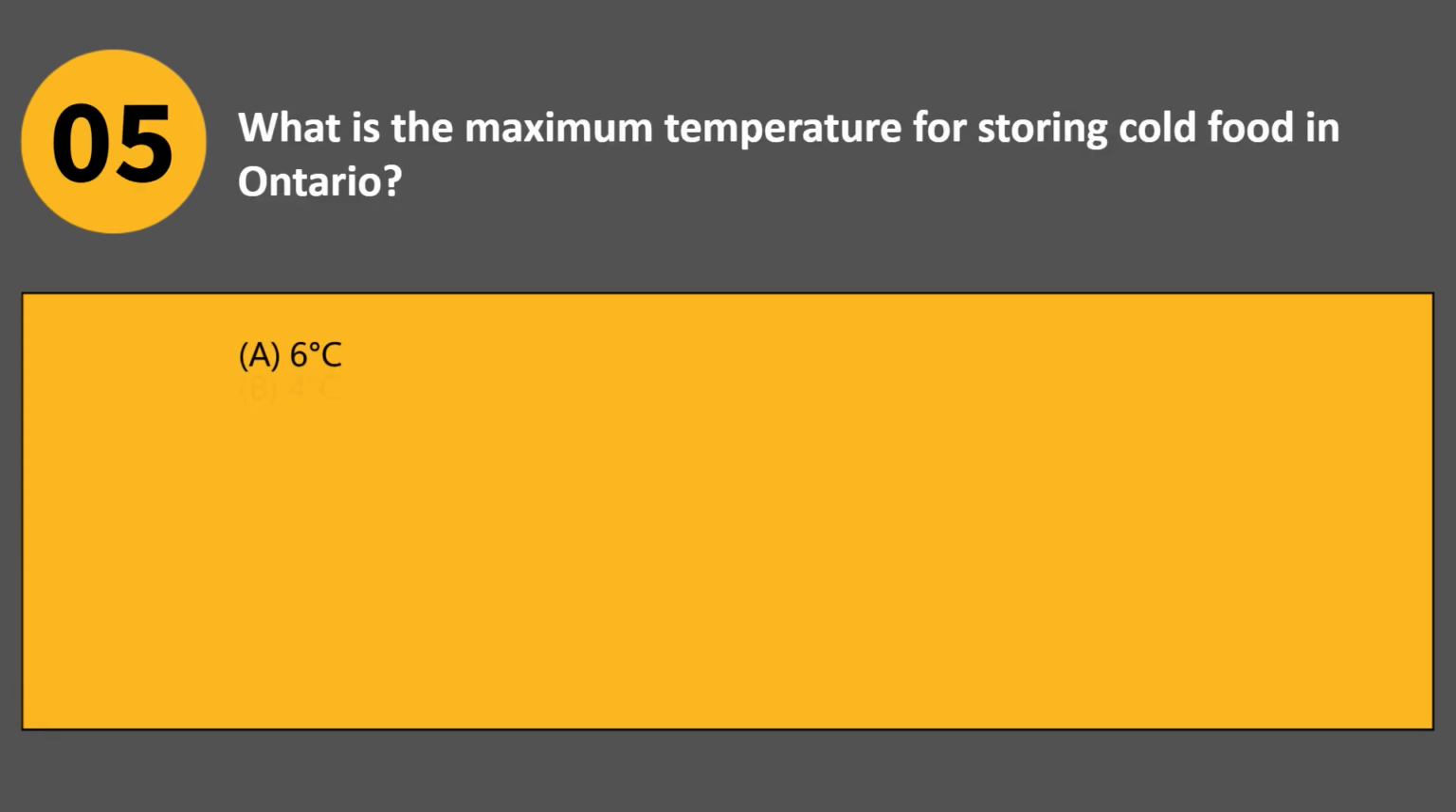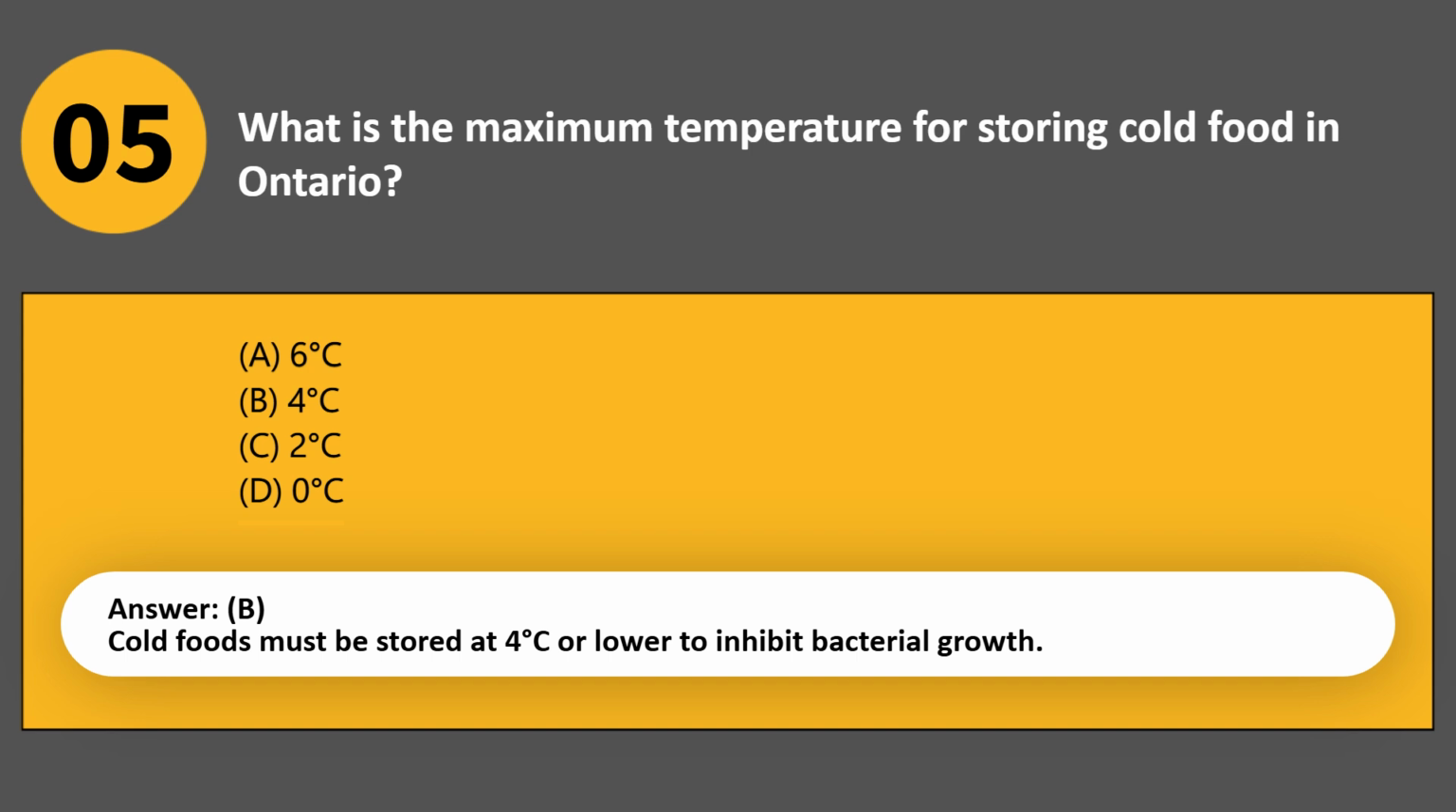What is the maximum temperature for storing cold food in Ontario? A. 6 degrees Celsius. B. 4 degrees Celsius. C. 2 degrees Celsius. D. 0 degrees Celsius. Answer, B. Cold foods must be stored at 4 degrees Celsius or lower to inhibit bacterial growth.